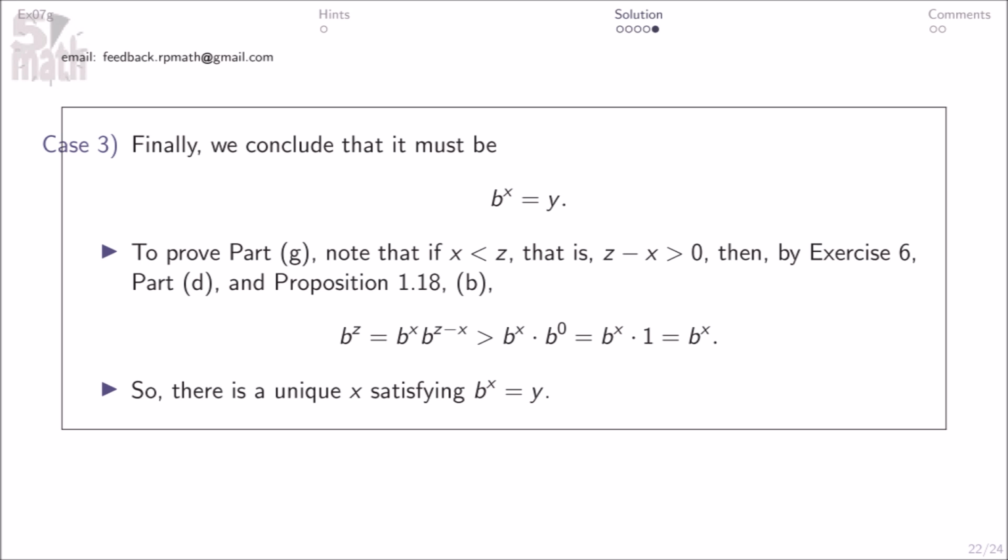To prove part G, note that if x < z, that is, z − x > 0, then, by exercise 6, part D, and proposition 1.18, b^z > b^x. So there is a unique x satisfying b^x = y.